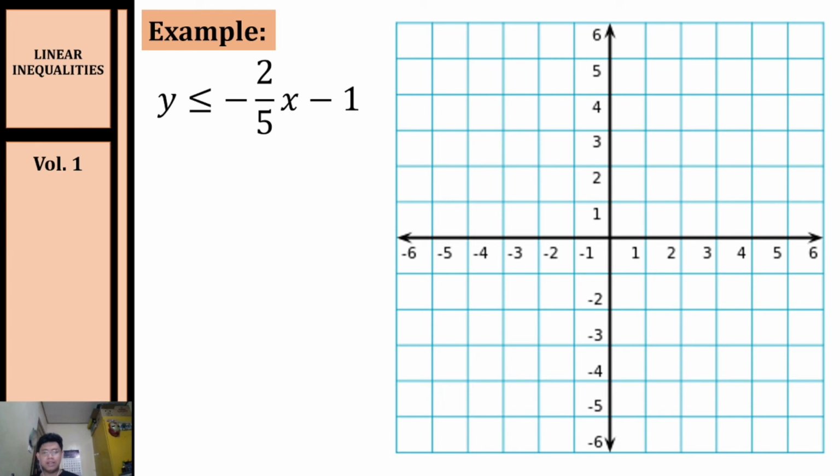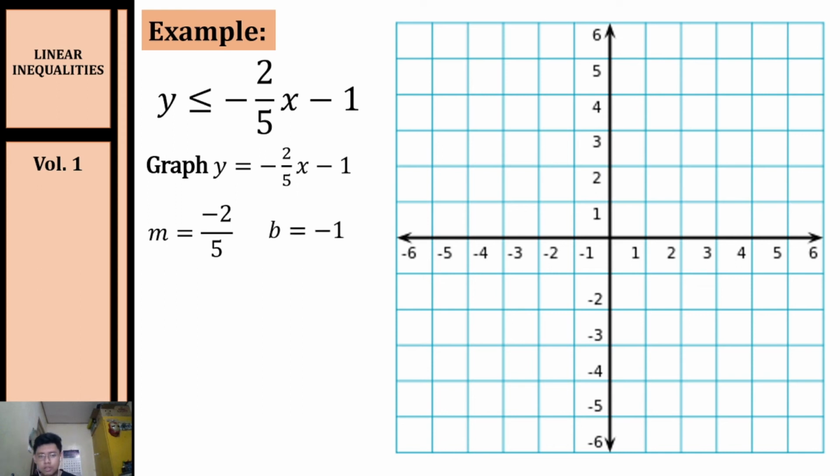For example, we're given y is less than or equal to negative 2/5 x minus 1. So first step is for us to graph y is equal to negative 2/5 x minus 1. We just change our inequality symbol to an equal symbol so that we can graph our equation. So in graphing this equation, we will use the slope-intercept method. Let's get the slope and the y-intercept of this linear equation. Okay, so our slope is negative 2/5 and our y-intercept is negative 1.